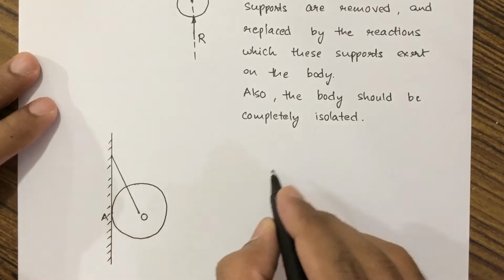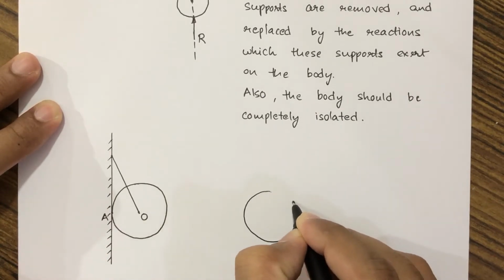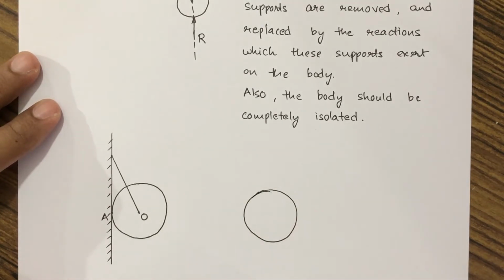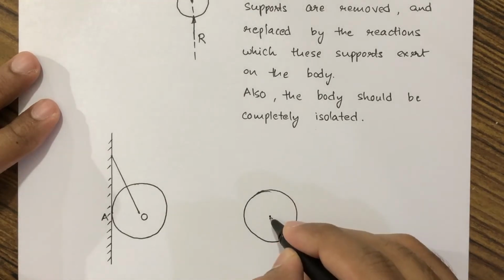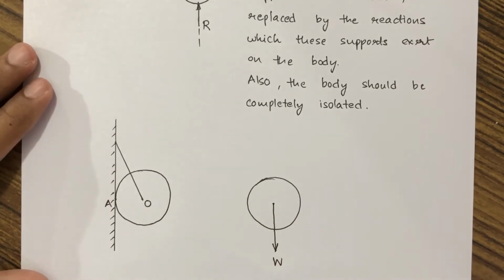And so let us first isolate it. So I have drawn this ball separately. Now the first reaction on the ball after isolating it will be the weight of the ball. As we know, the weight of the ball will always pass through the center, and that too in a vertically downward direction. So let us say that this is the weight of the ball. It will always pass through the center of the ball.